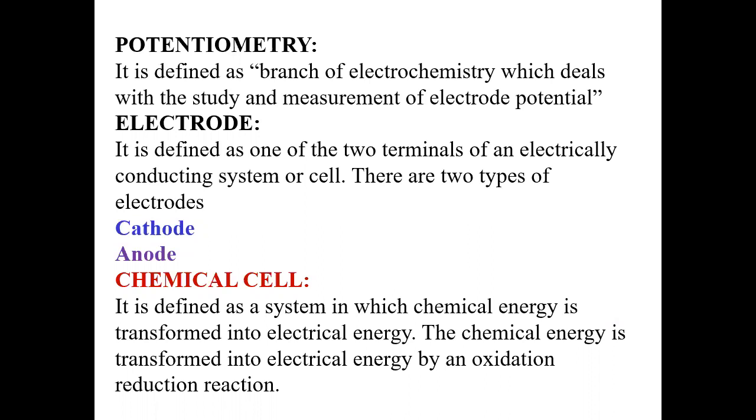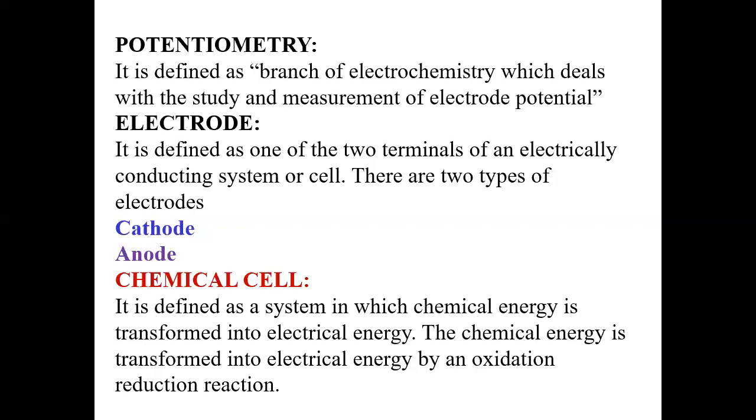Potentiometric titration is a very important tool for determining the concentration of an unknown solution. In the potentiometric titration, the concentration of the unknown sample is determined by a change in the potential of the indicator electrode. And we have discussed what is potentiometry. Potentiometry is also defined as the branch of electrochemistry which deals with the study and measurement of electrode potential.